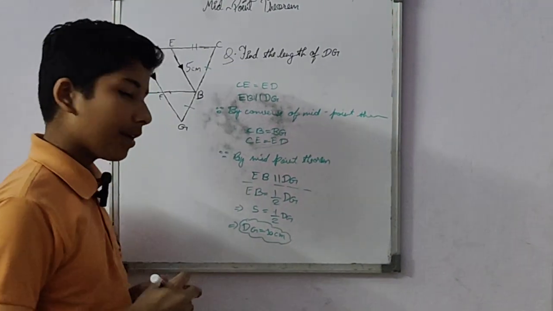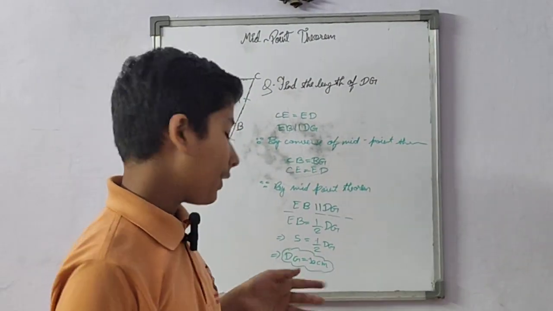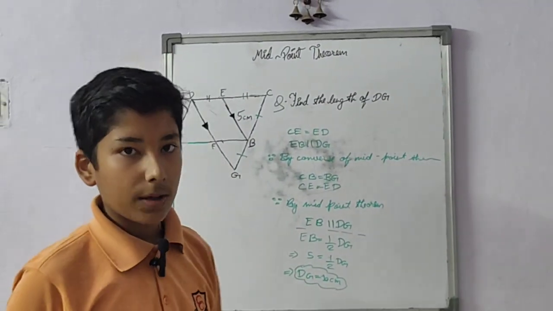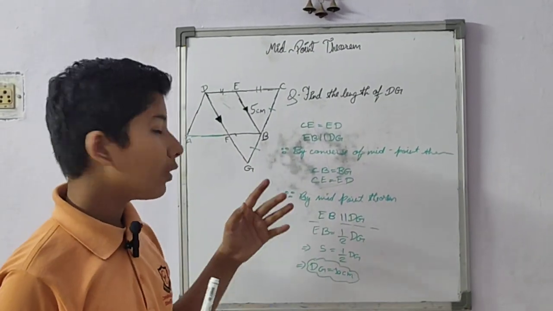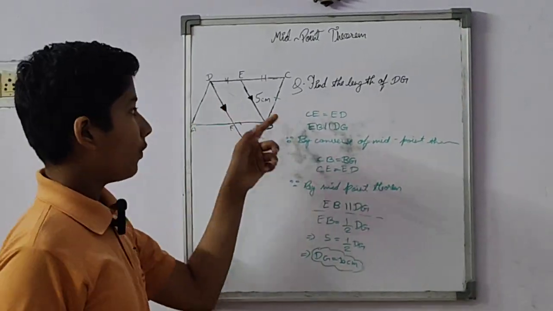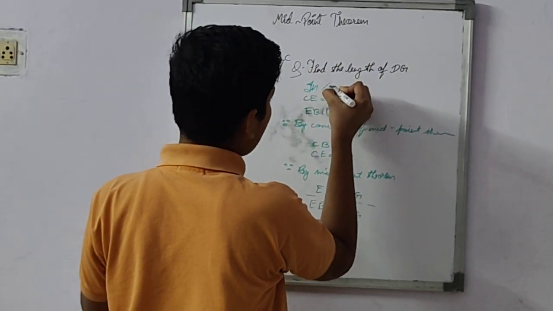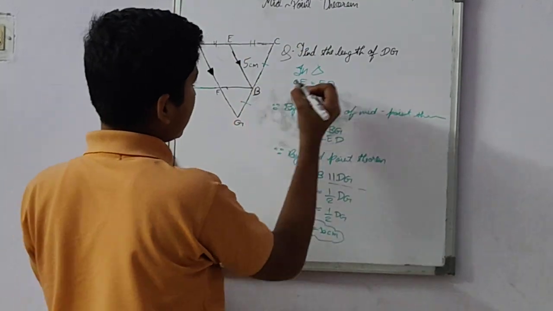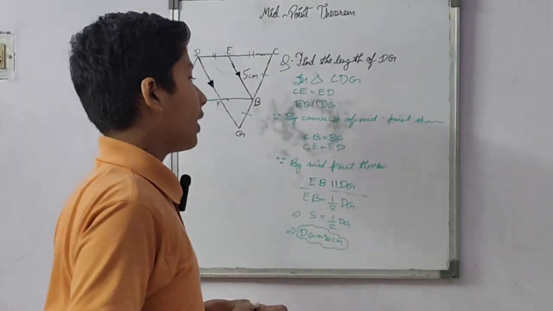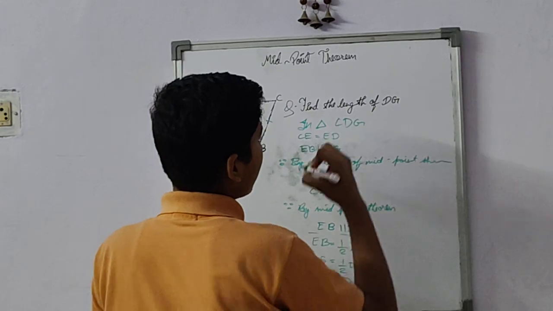Just highlight your answer after the question is solved. You have to highlight it so it looks beautiful and you might get extra bonus marks also. So let me repeat the question. The question was: find the length of DG. So we will have to write: in triangle CDG. Wait, the symbol is very bad looking. It's not even looking like a triangle.